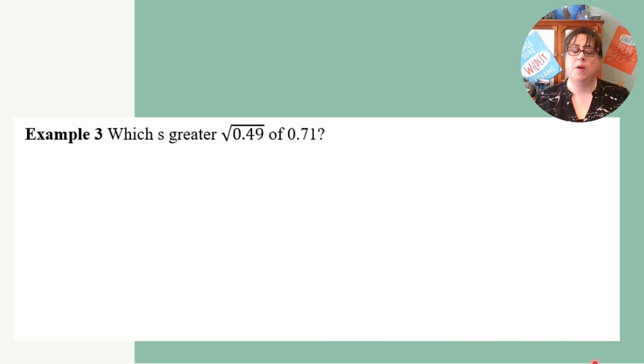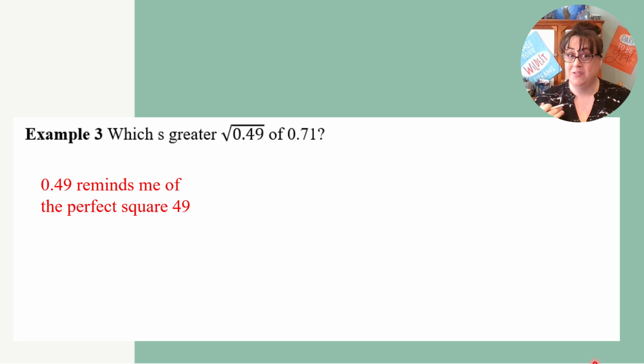So example number 3, which is greater, the square root of 49 hundredths or 71 hundredths? So before we can actually answer this question, we need to find out what the square root of 49 hundredths is, or at least a really good approximation. When I see the square root of 49 hundredths, I'm actually feeling pretty good because I see that 49 and I get kind of giddy because I know the square root of 49. So I'm feeling okay with that. I know that the square root of 49 is 7, and by knowing that, I am hopeful that I can figure the rest of it out.